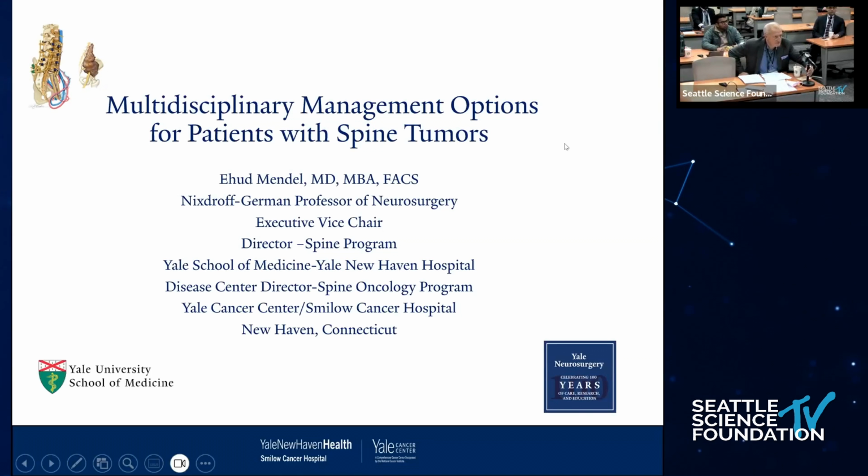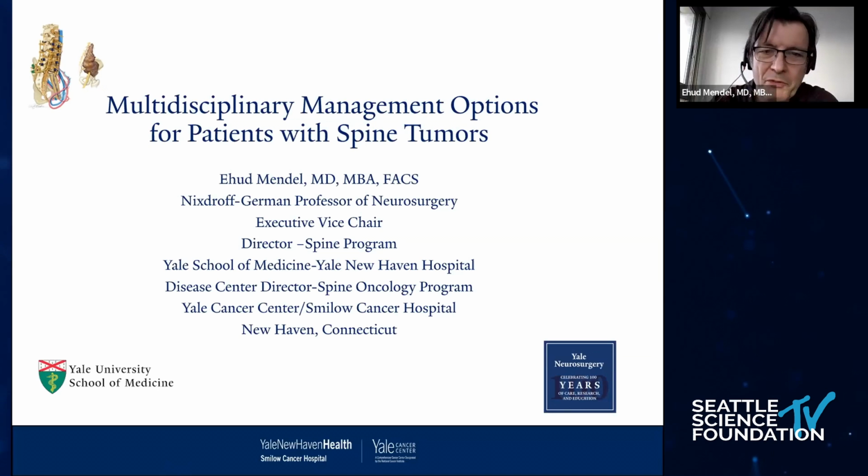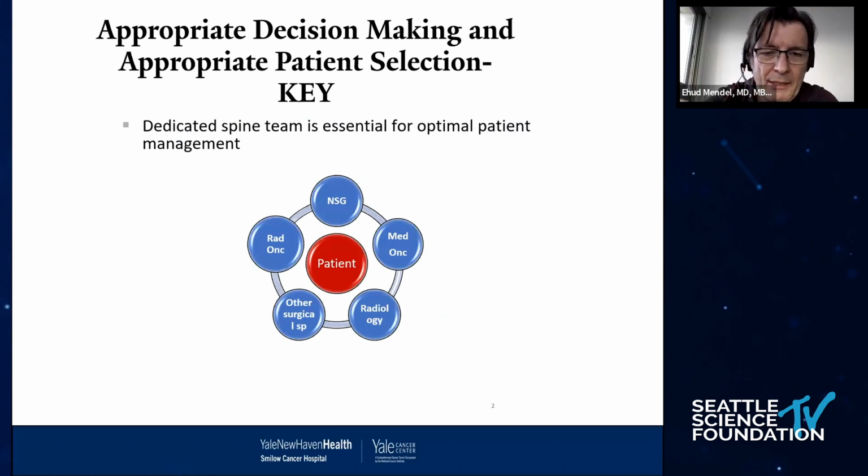So I'm going to talk about multidisciplinary management options for patients with spine tumors. And I think if there's one key slide, this is the slide, because there's a lot of difference of opinions, different management schemes, different algorithms for patients with spine tumors. And I draw my key decision making from our dedicated spine team, and you're going to meet some of them today. But in essence, a dedicated spine team is essential for optimal patient management.